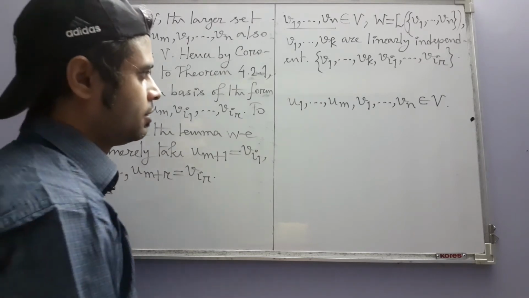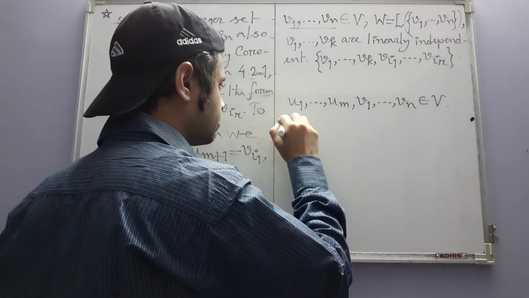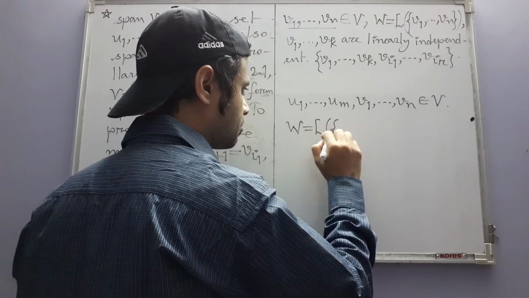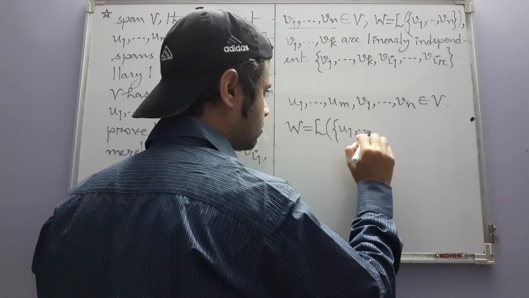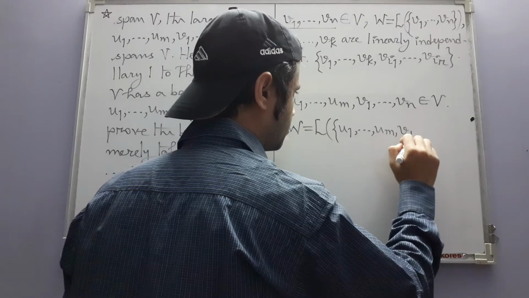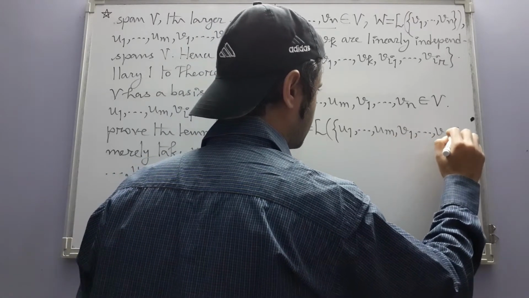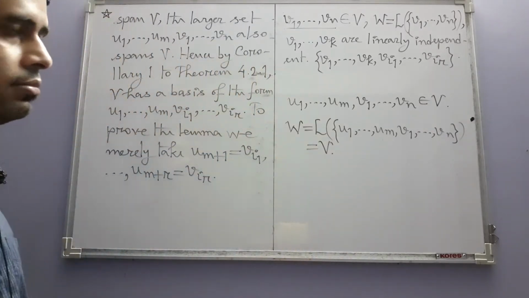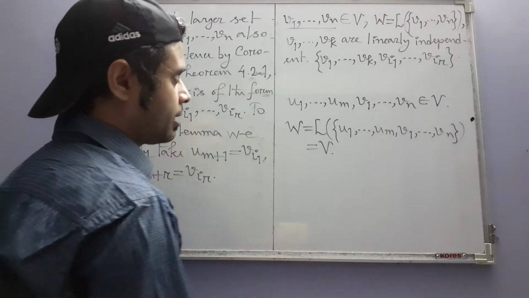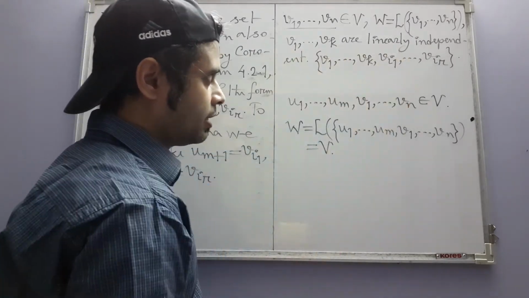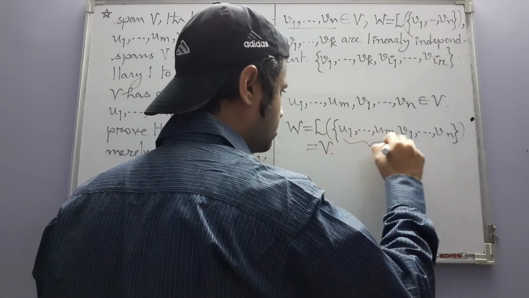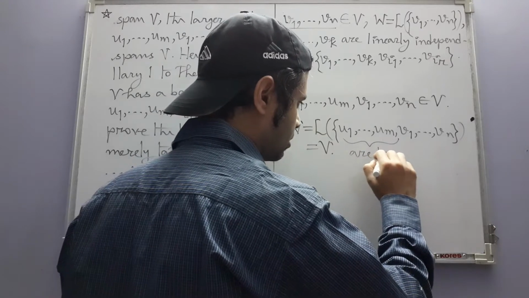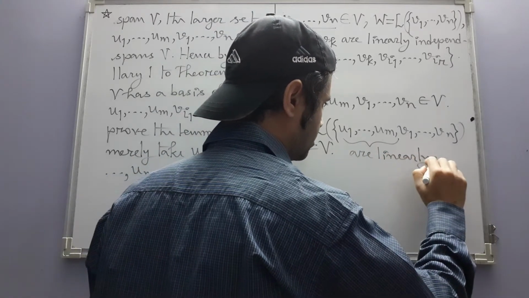Okay, and the W that we have, which is their linear span, is actually just V, right? And this part, that the first k are linearly independent, is here. These vectors, the first m are linearly independent.